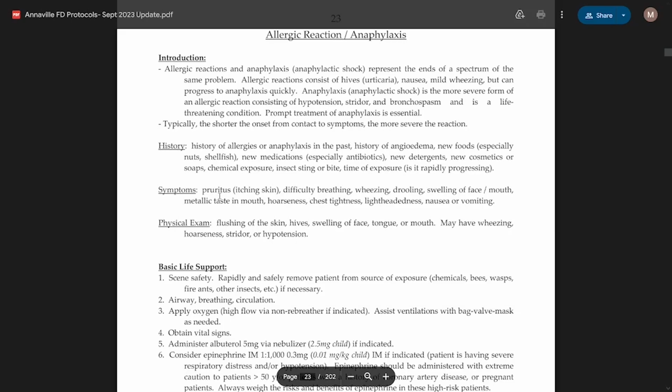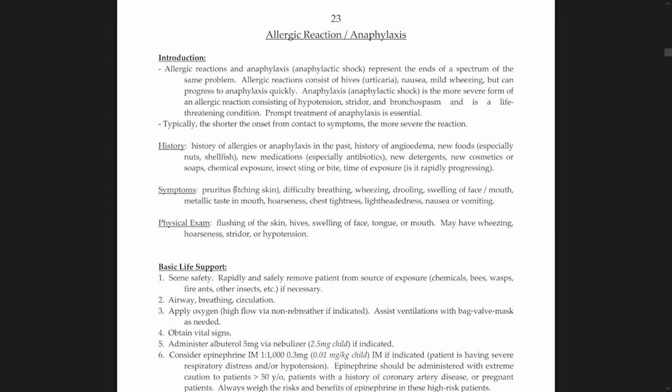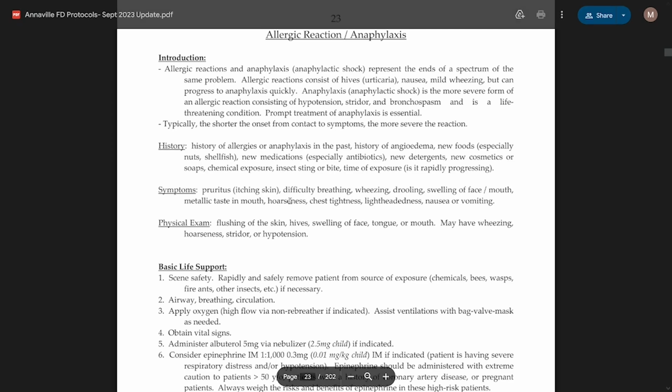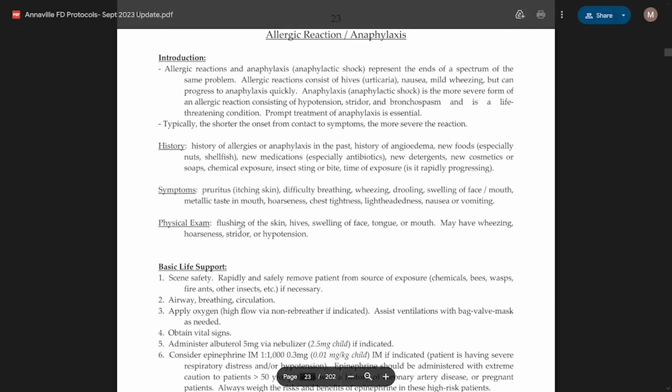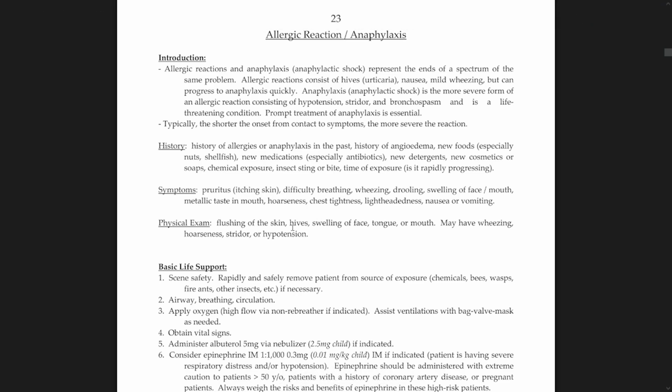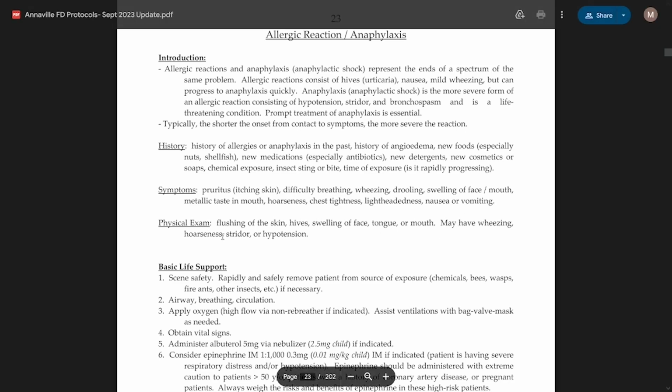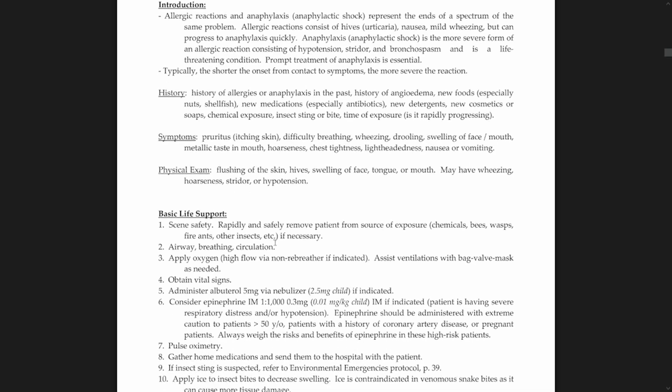For symptoms, you want to watch out for pruritus, which is the itching of the skin, difficulty breathing, wheezing, drooling, swelling of the face, the mouth, a metallic taste in the mouth, hoarseness, chest tightness, lightheadedness, nausea, or vomiting. For physical examination, watch for flushing of the skin, hives, swelling of the face, tongue, or mouth. You may have wheezing, hoarseness, stridor, or hypotension.